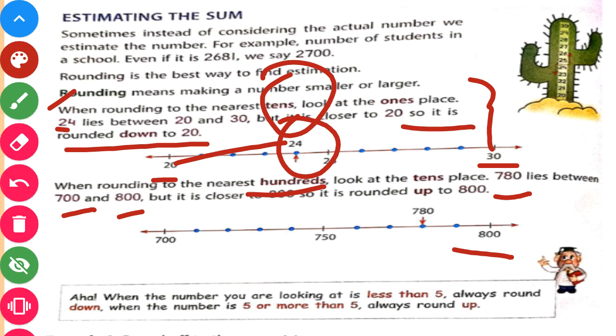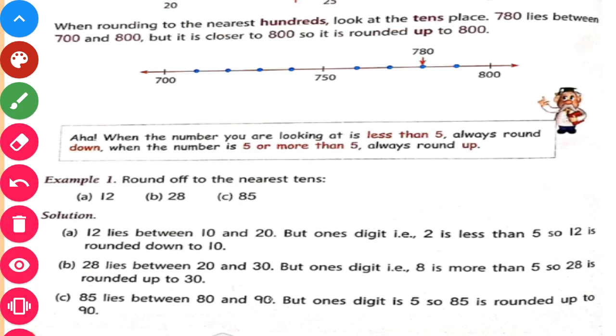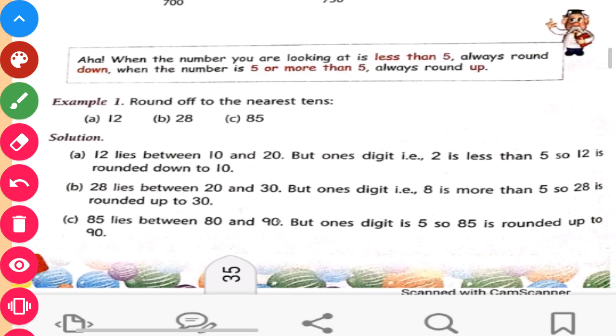Okay. So when the number you are looking at is less than 5, always round down. And when the number is 5 or more than 5, keep this in your mind: always round up. Okay? Great. Now, let us do some examples.